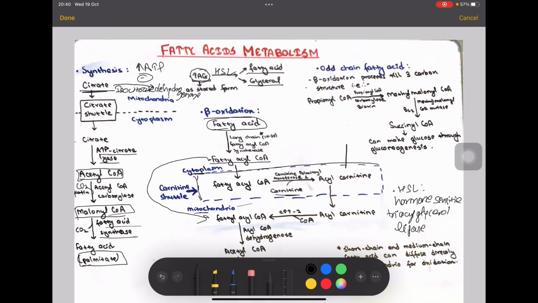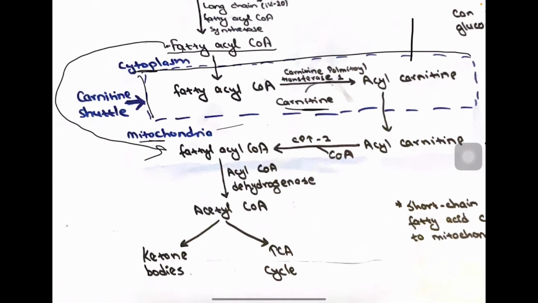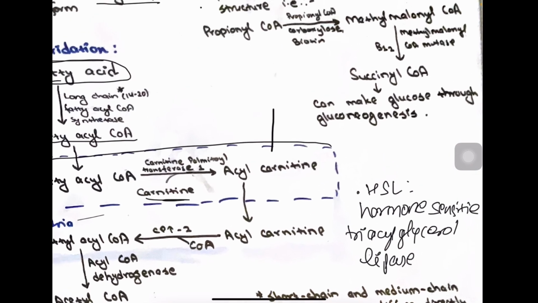Now this fatty acyl CoA will be converted into acetyl CoA, through acyl CoA dehydrogenase, and this acetyl CoA can either go into the formation of ketone bodies or go into the TCA cycle for energy.